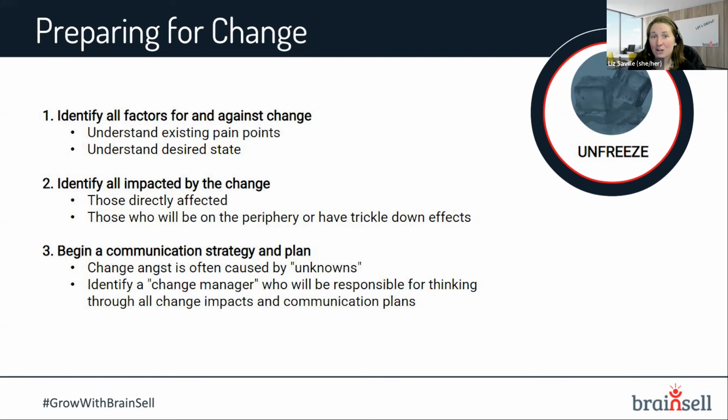Identifying a change manager is one of the key steps to being able to help with that. And that might be a small team, it might be an individual, depending on the scale of the change that's coming. But try to keep in mind somebody who's going to be able to spearhead that communication plan, make sure the right folks are being informed, make sure that communication's coming at the appropriate time and in advance, and that no one's caught off guard.